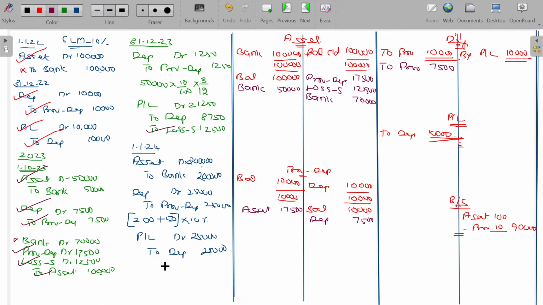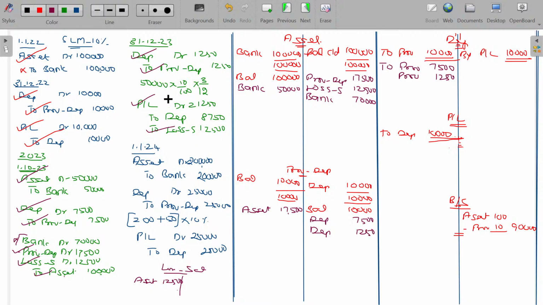We don't open the loss on sale account. If you want to open the loss on sale account, you can open it also. So here, to asset 12,500. That's how you can open. Provision account posted, loss posted. In asset, we have posted the three here. And depreciation here. Depreciation here, to provision, the value being 1,250. In provision account, by depreciation 1,250.